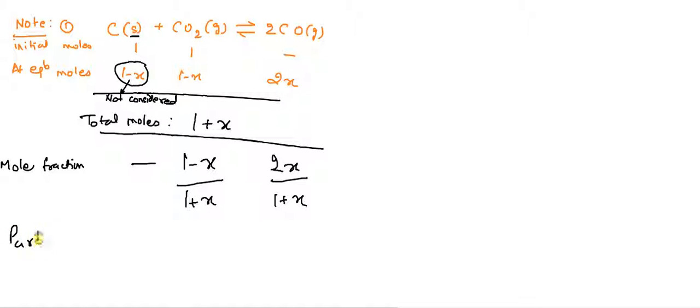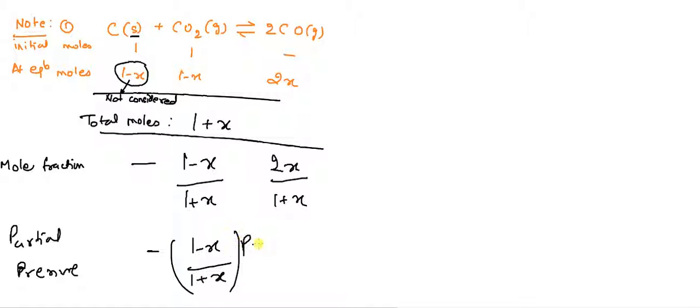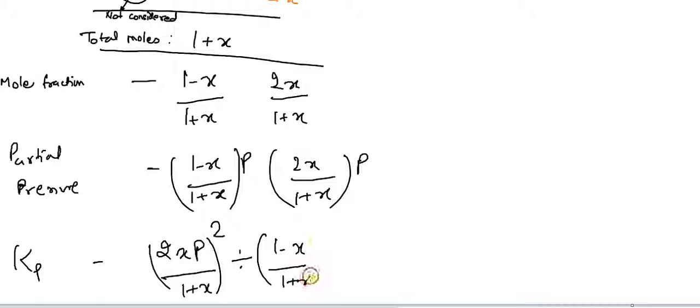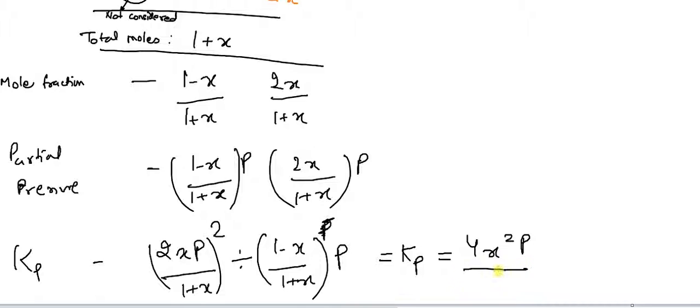Next, if you're asked to write the partial pressure relation. Partial pressure, again, this is going to be nothing, and this is going to be 1 minus x upon 1 plus x into the pressure present at that time, and 2x upon 1 plus x into P. What about the value of Kp? Kp is very simple. The solid is not present, so Kp will be 2xP upon 1 plus x whole square, divided by 1 minus x upon 1 plus x multiplied by P, which gives Kp equals 4x square P upon 1 minus x square.